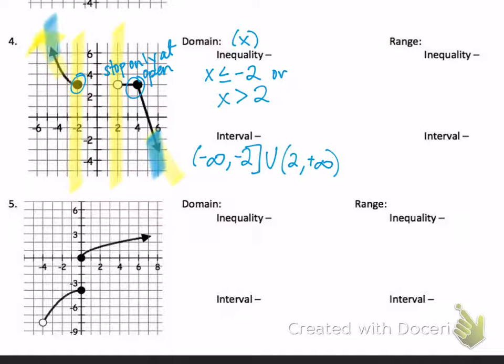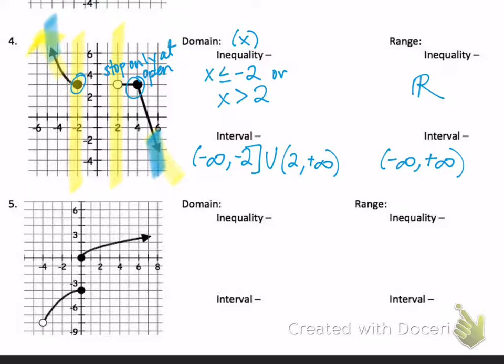So then my y is defined everywhere. It never stops. So it goes from negative infinity to positive infinity. And then my inequality, if it's defined everywhere, then you would just say all real numbers. My little fancy R. Don't say R, A, R. That R is easy. Okay, I want you to try number 5.